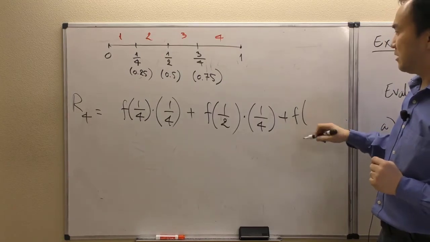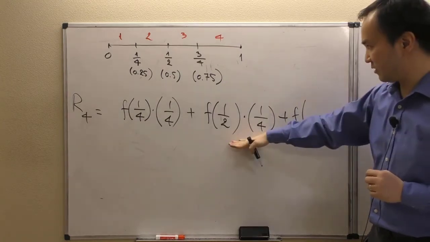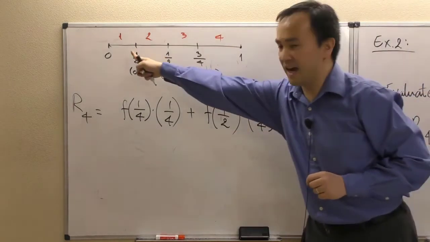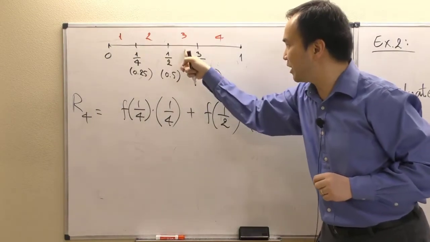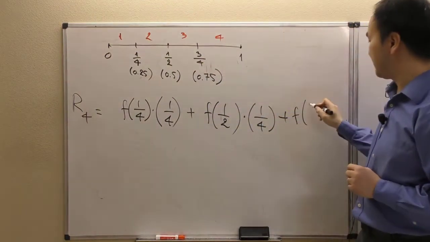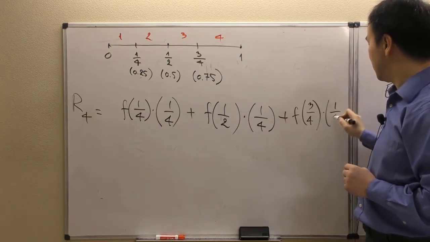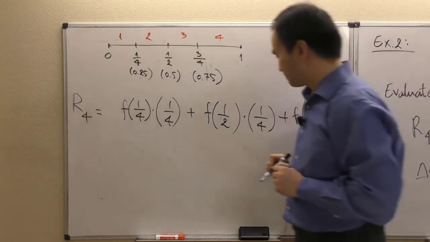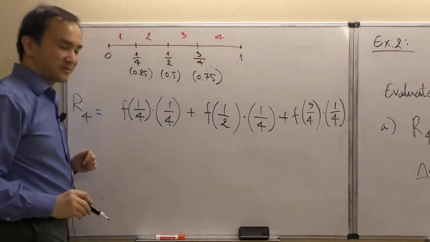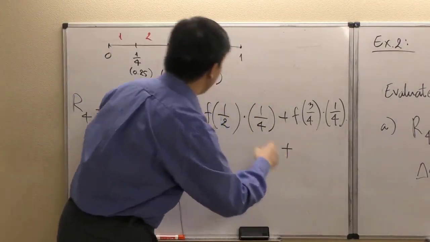Okay, so on the third interval, because we're done with the second term, on the third term, that means we're at the third interval. So 1, 2, 3, the right endpoint is here. So f at 3/4. I'm going to multiply with 1/4 being our delta x.